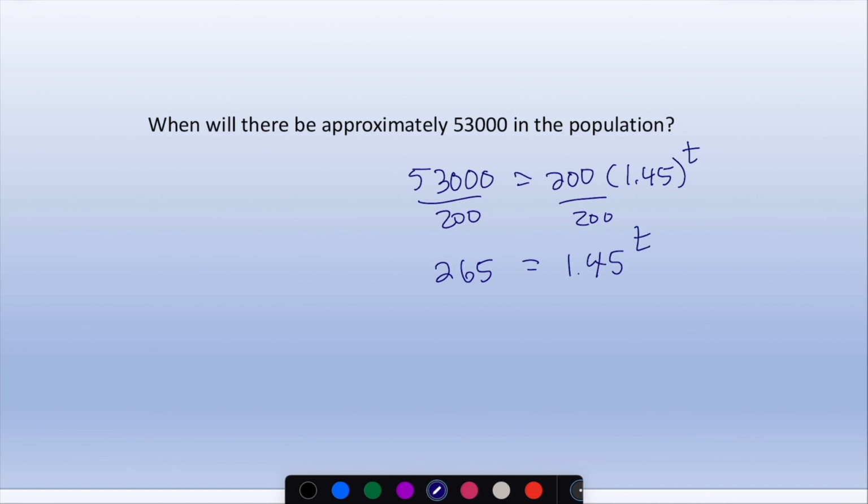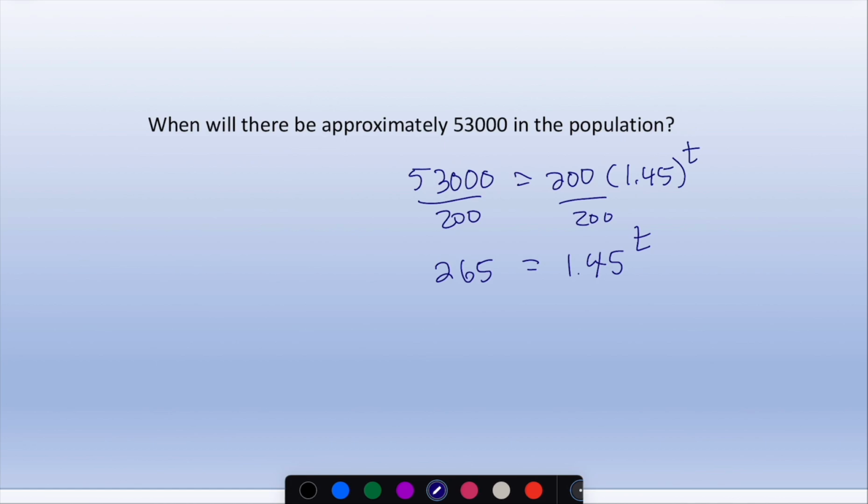Now there's a way to do that in a calculator. There's a button that I'm going to show you how to use. We can't just, unfortunately, divide off the 1.45. It doesn't work like that. It's a base. So we can't do that.